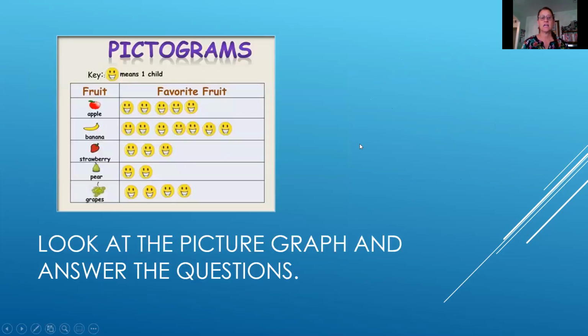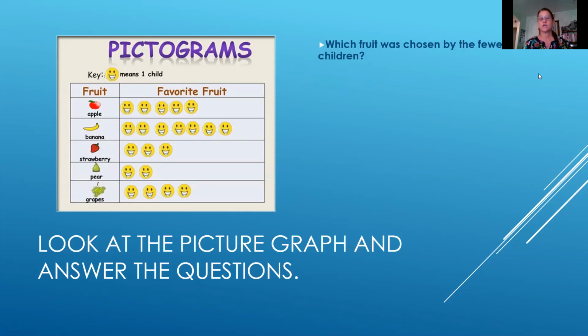All right, here is another example of a pictograph. In this one here, you can see that it's talking about fruit. And the key up here says that one smiley face means one child. So it's about favorite fruit, that's the title. Down the side, they had a choice of apples, banana, strawberry, pear, and grapes. Look at the picture graph and let's answer the questions.